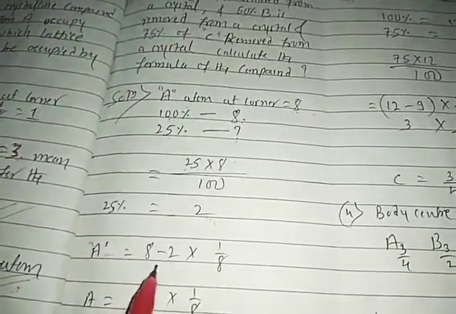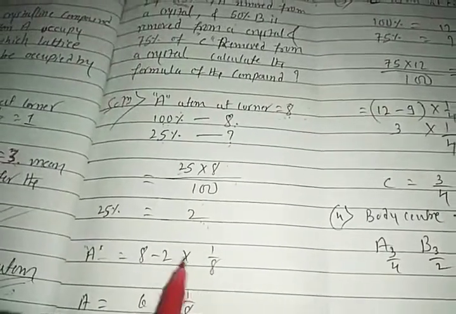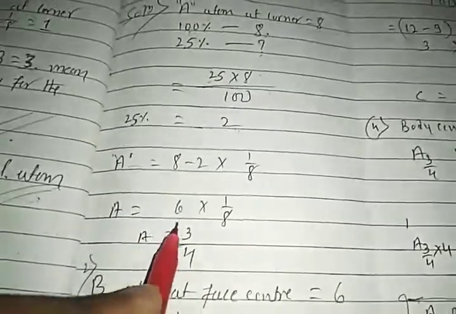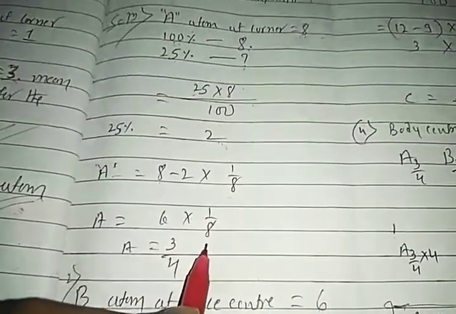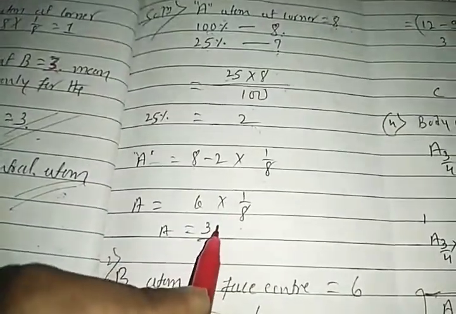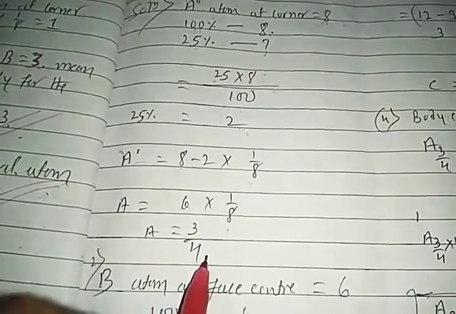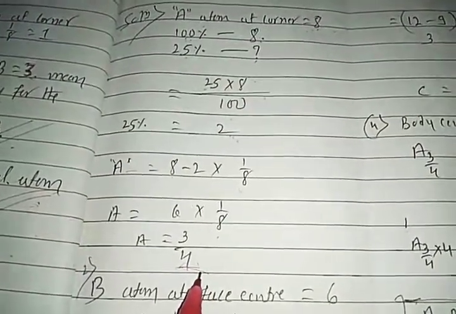So 8 minus 2, that is (8 minus 2) into 1 by 8. Contribution is constant. So we got the answer 6 into 1 by 8. A is equal to 3 by 4. Right, students? A is equal to 3 by 4.